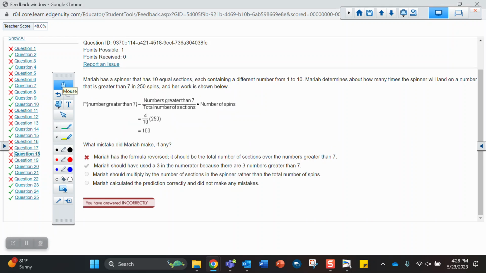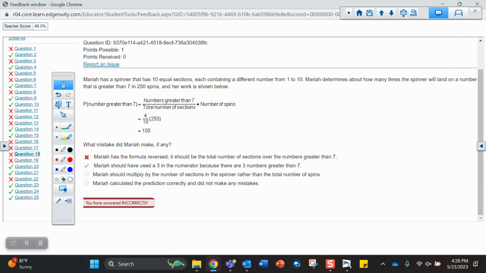Mariah has a spinner. It has 10 equal sections, each containing a different number from 1 to 10. She determines how many times the spinner will land on a number that's greater than 7 in 250 spins, and her work is shown below. What mistake did she make?